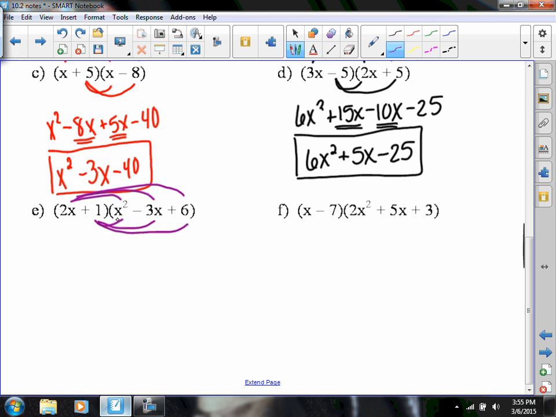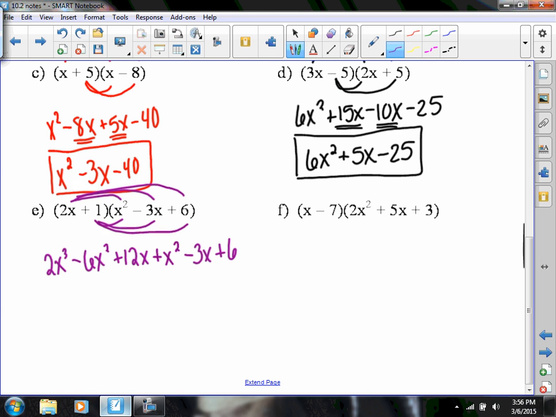So 2x times x squared will be 2x to the third. 2x times a minus 3x is a minus 6x squared. 2x times 6 is 12x. 1 times x squared is just x squared. 1 times negative 3x is just minus 3x. 1 times 6 is 6. So that's nice when we have to multiply by 1.